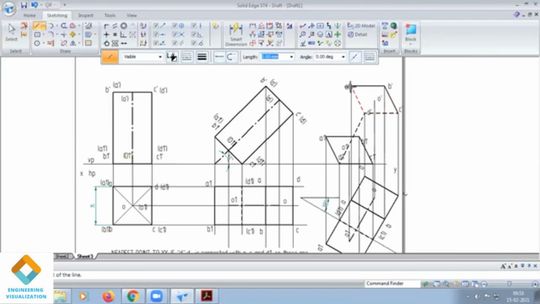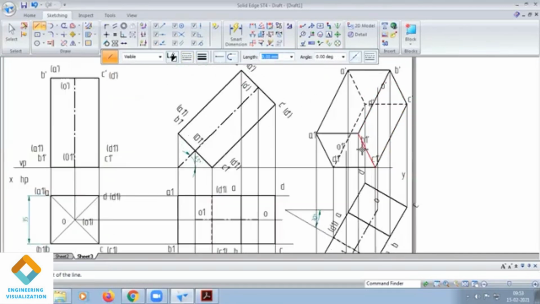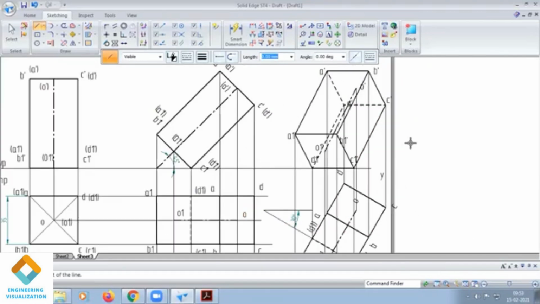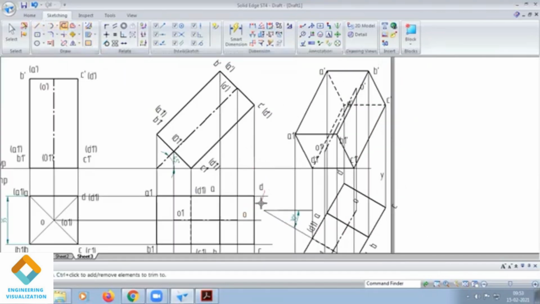Now vertical edges from A dash to A1, C dash to C1, then B dash to B1, like this, and finally we have axis from O1 dash to O dash. Okay, see this. Extra lines are there. We are going to trim it.